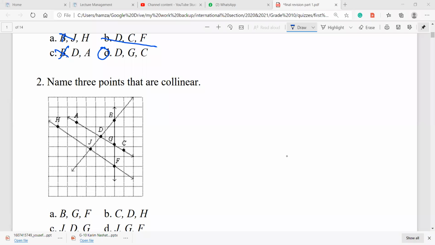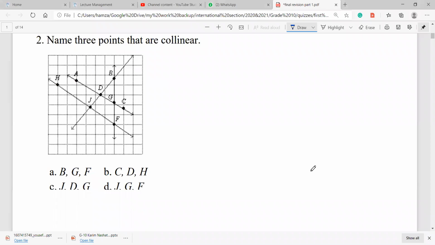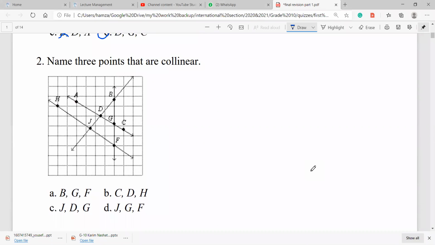Number two, name three points that are collinear also. Okay, we want three collinear points here. Let's check them. B, G, and F. Yes, they are, guys. So B, G, and F are collinear.